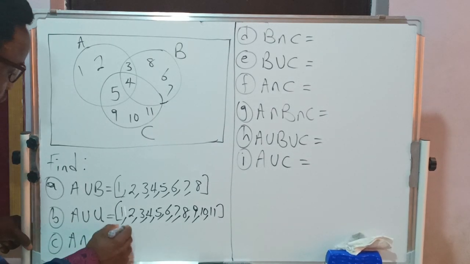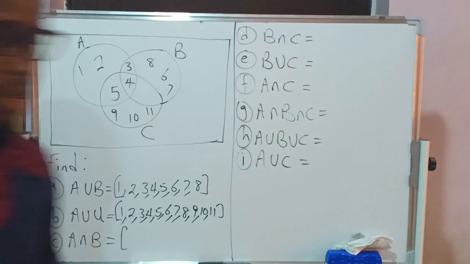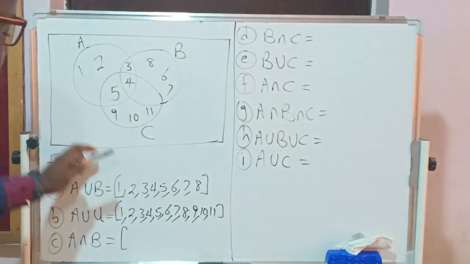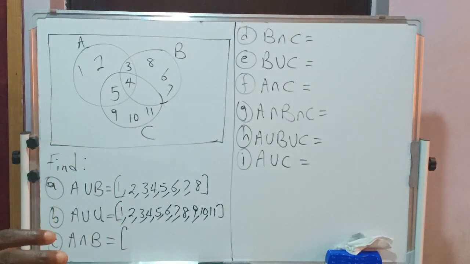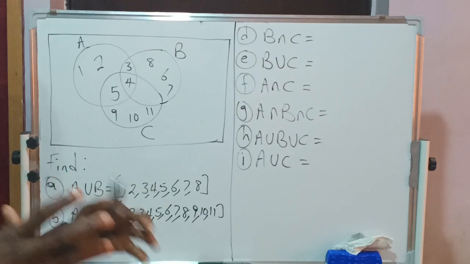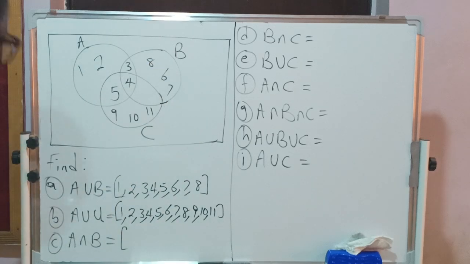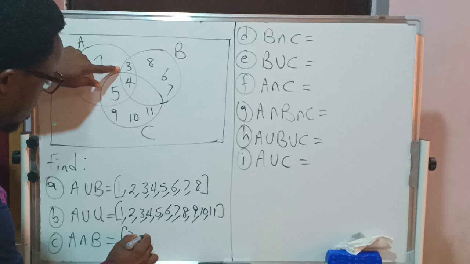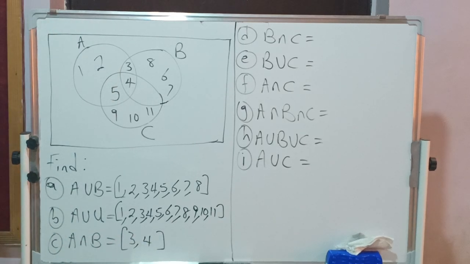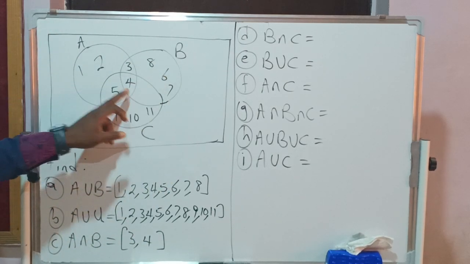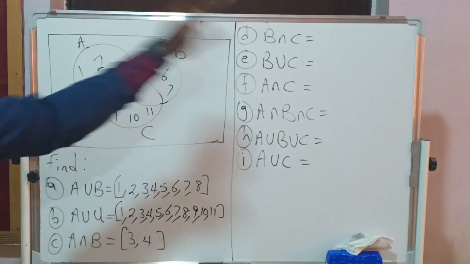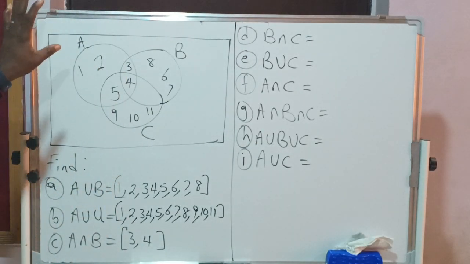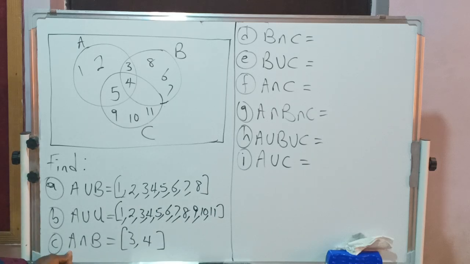Now we have the third one, A intersect B. I told us something the last time. A intersect B means what you can see in A and also in B. That is the same thing you can see in A and B, what belongs to both subset A and subset B. So what are those things? They are just two in number, which are 3 and 4. This 3 is in A and B. This 4 is in A and B. Every other one is just in one set. But these 3 and 4 are in both A and B. So the answer for A intersect B is 3, 4.